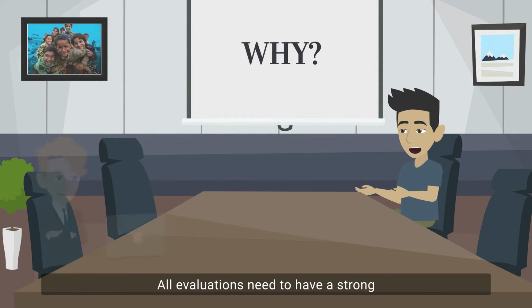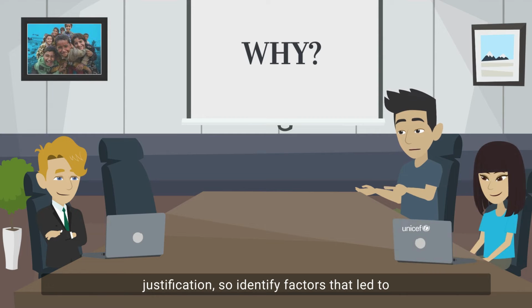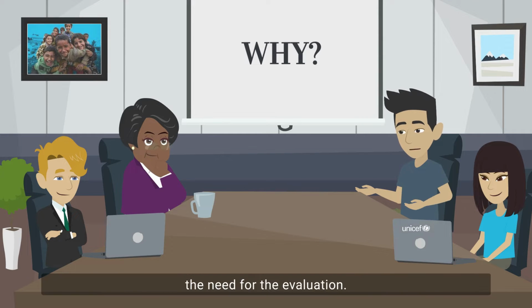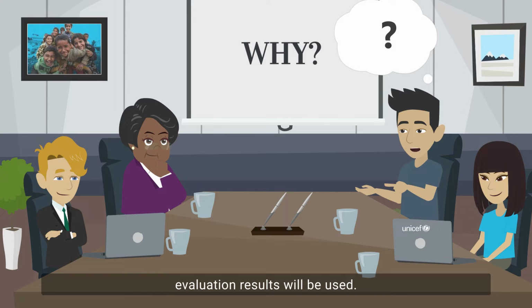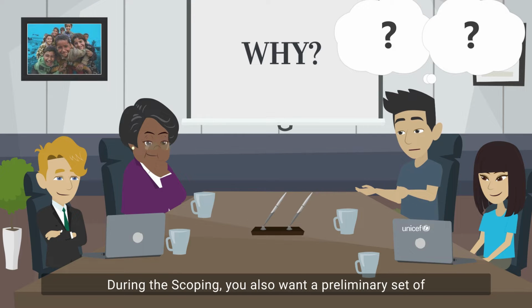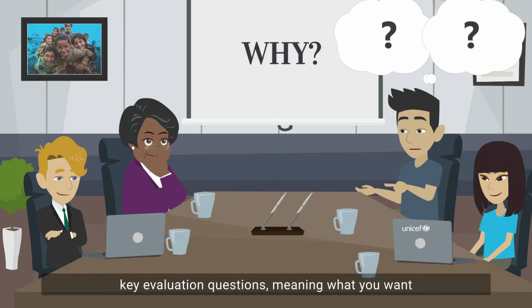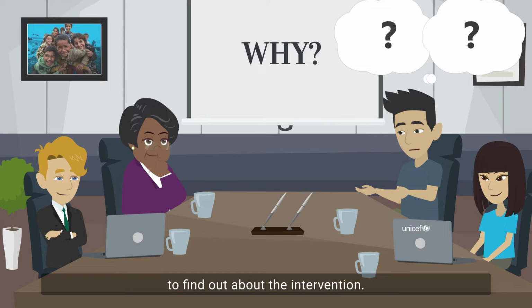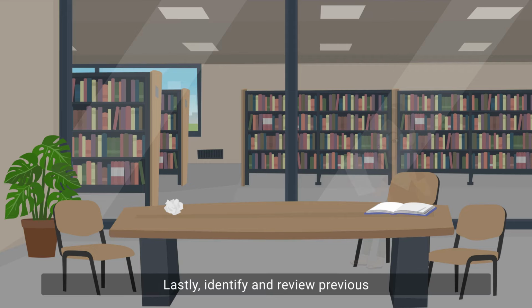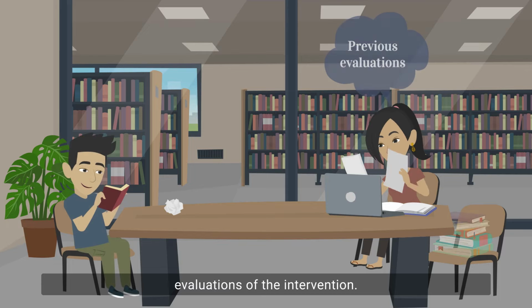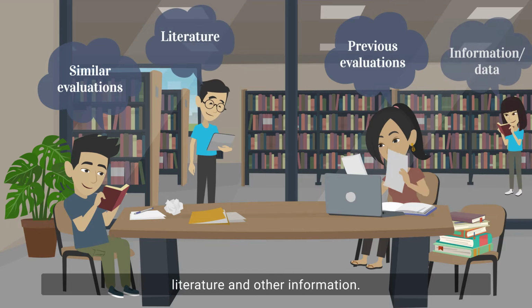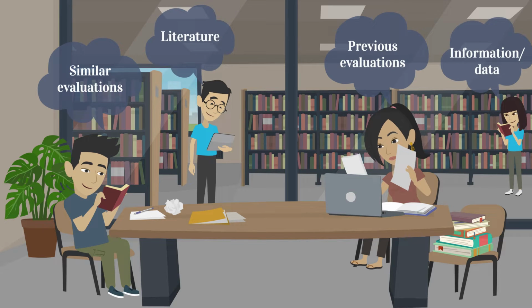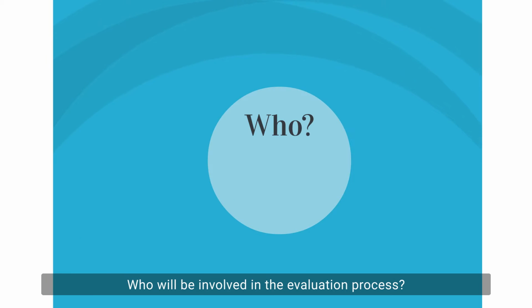Under why, all evaluations need to have a strong justification, so identify factors that led to the need for the evaluation. Also, provide a clear idea of how the evaluation results will be used. During the scoping, you also want a preliminary set of key evaluation questions, meaning what you want to find out about the intervention. Lastly, identify and review previous evaluations of the intervention, evaluations in similar settings, pertinent literature, and other information.